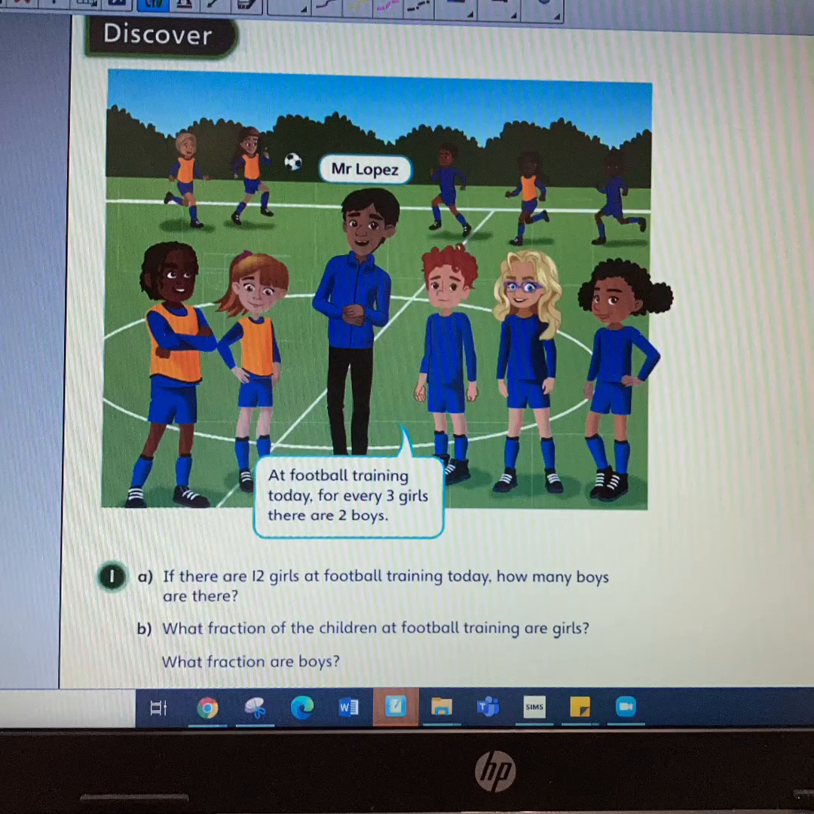Okay then, can we please write discover? And we're going to get started with the main part of today's lesson. So we are at football training with Mr. Lopez. And Mr. Lopez says, at football training today, for every 3 girls, there are 2 boys.